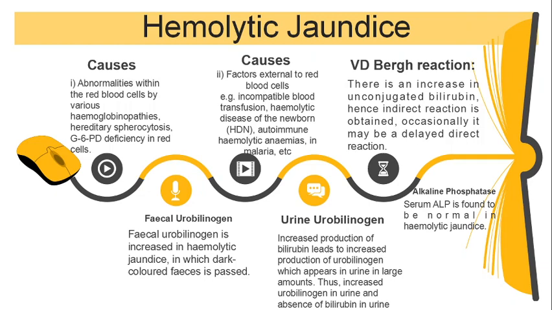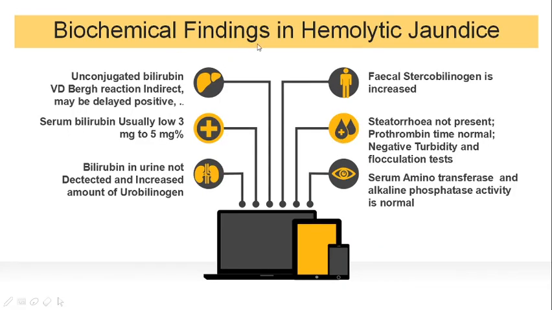So in hemolytic jaundice, due to the increased amount of unconjugated bilirubin, this Van den Bergh test will be indirect positive. Then the serum alkaline phosphatase level will be found to be normal in the case of hemolytic jaundice. The biochemical findings in hemolytic jaundice include an increased level of unconjugated bilirubin, hence the Van den Bergh test will be indirect positive.